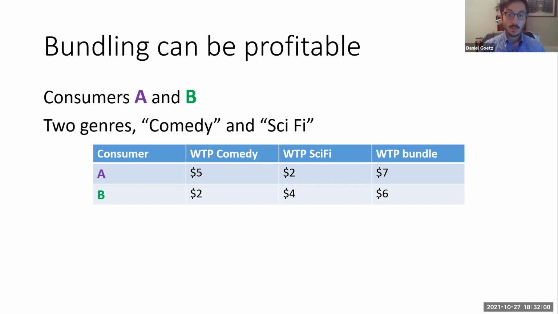Consumer B is the opposite. They don't like comedy, wouldn't be willing to pay much for that. They do like sci-fi, and would be willing to pay more for that, $4. And so their willingness to pay for the bundle is $6 a month.